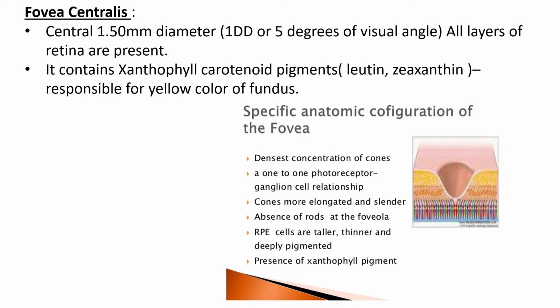Specific anatomic configuration of the fovea: densest concentration of the cones, 1-to-1 photoreceptor ganglion cell relationship. Cones are more elongated and slender. Absence of rods at the foveola. Retinal pigment cells are taller, thinner and deeper pigmented. Presence of xanthophyll pigment. This dense concentration of cones, taller retinal pigment epithelial cells and presence of xanthophyll pigments is responsible for the darker color of the fovea centralis.